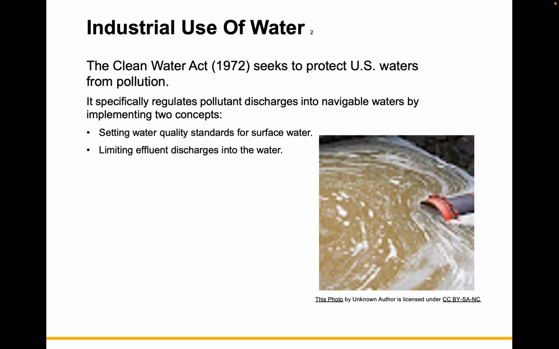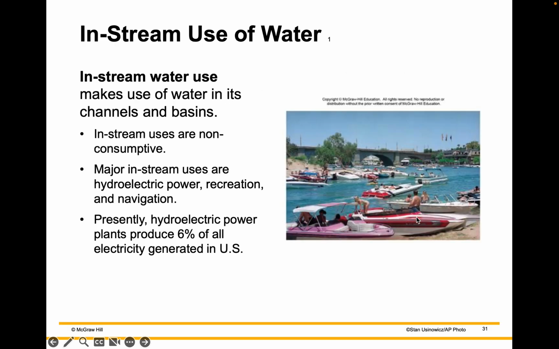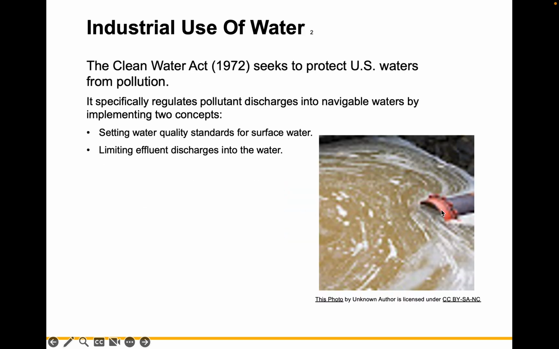The Clean Water Act of 1972 seeks to protect U.S. waters from pollution, and it specifically regulates pollutant discharges into navigable waters by implementing two concepts. The first is setting water quality standards for the surface water, and the second is limiting effluent discharges into the water. An effluent is something that's dumped or allowed to enter surface water streams on purpose. It's intentional.